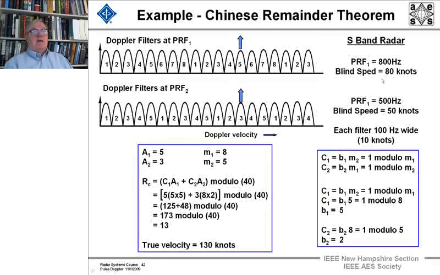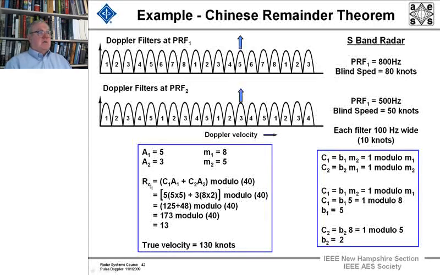5 and 8 are relative prime numbers. The blind speed for the first PRF would be 80 knots: 10, 20, 30, 40, 50, 60, 70, 80. And for the second one, the blind speed would be 50 knots. Each filter of 100 hertz is 10 hertz wide for an S-band radar.